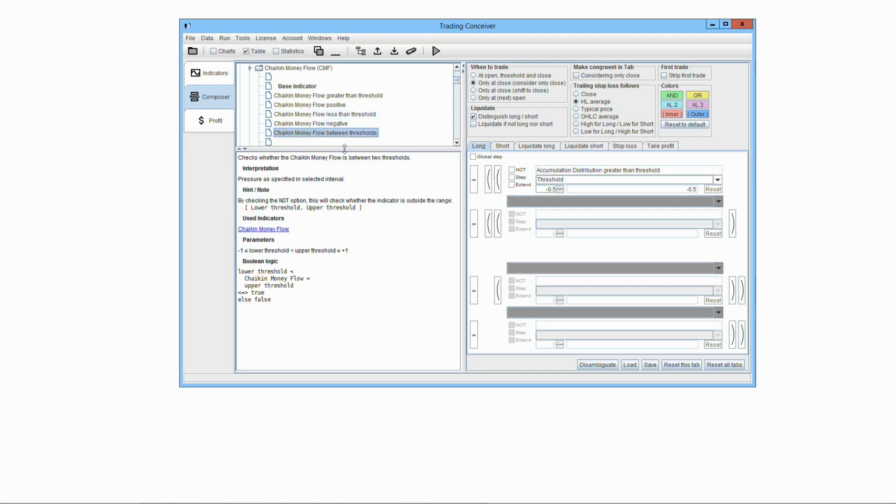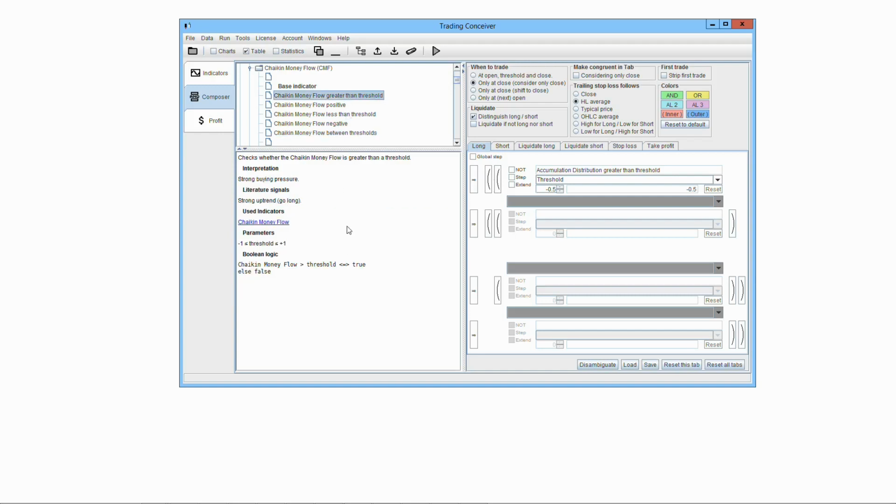The algorithm base indicator between thresholds checks whether the base indicator is between two thresholds, that is two particular values input by the user. So the algorithm is true if and only if the base indicator is strictly greater than the lower threshold and strictly less than the upper threshold. In general, the threshold can take on any value between negative infinity and positive infinity, but each algorithm can have its own bounds detailed in the parameters paragraph in the description pane.